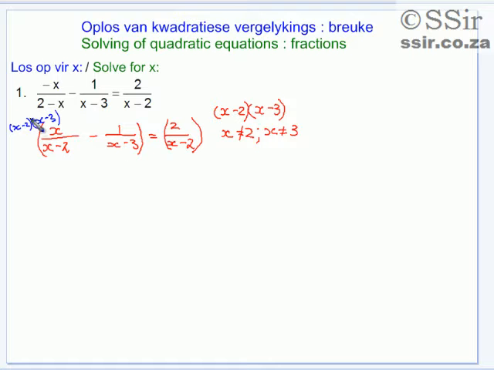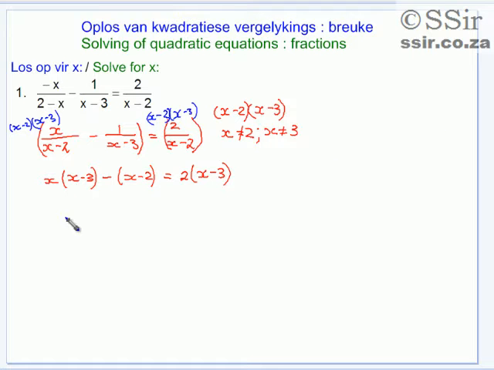The x minus 2 will cancel out in this first term, and I will get x times x minus 3. And in the second part of the bracket, x minus 3 will cancel out here, and I will get minus x minus 2. And now on the right hand side, we multiply the whole right hand side by the LCM, x minus 2, x minus 3. So the x minus 2 cancels out with the x minus 2 in the LCM, and I'm left with 2 times x minus 3.